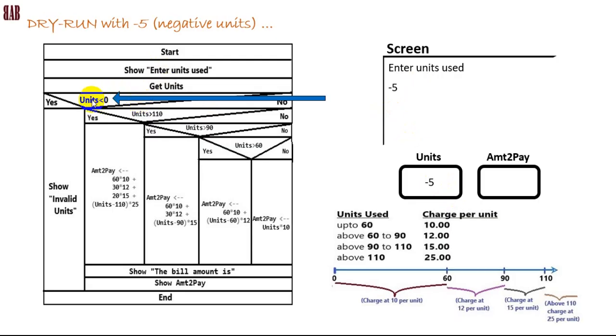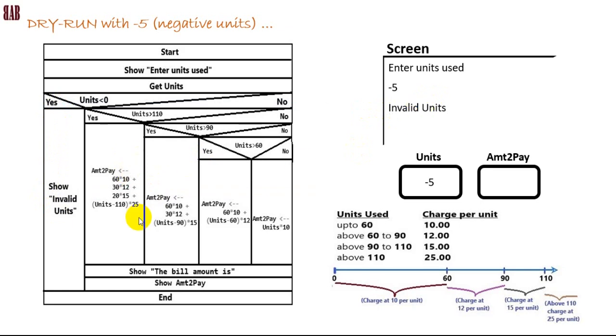So in the condition, using the NS chart decision box, we are checking, is units less than 0? Yes, units is -5. Therefore, it is less than 0. When you say less than 0, then it becomes true. So you go to the yes side. And in the yes side, we are going to say show invalid units. So it will display that.